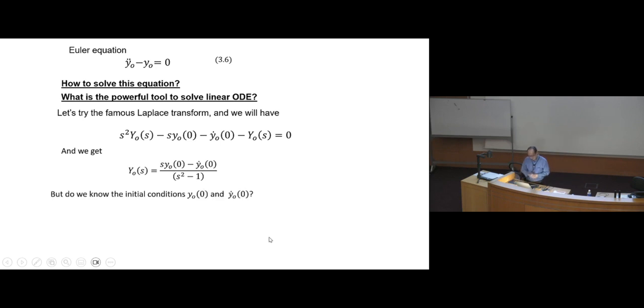Well, the only question is, do we know the initial conditions, y not at 0 and y dot at 0? What is the condition? Do we know? We only know y not 0, right? We don't know y dot at 0, but we know y dot at t.